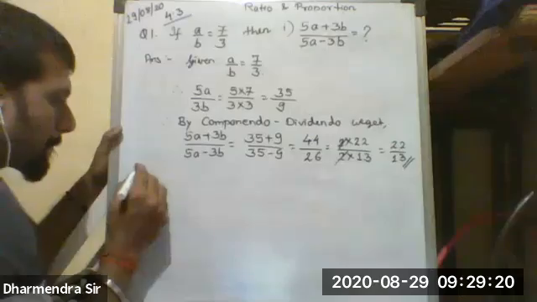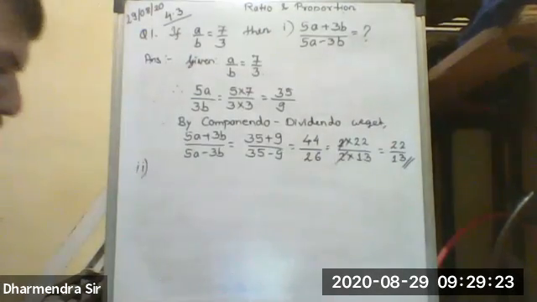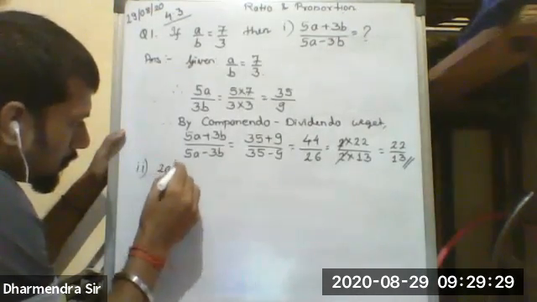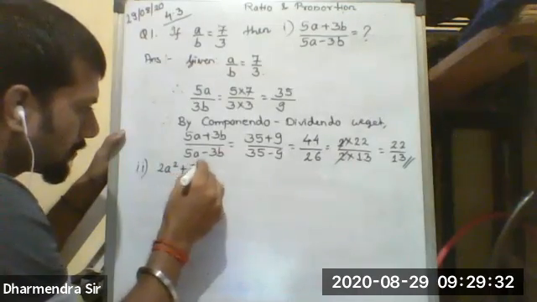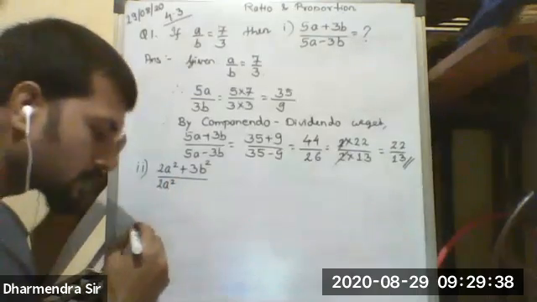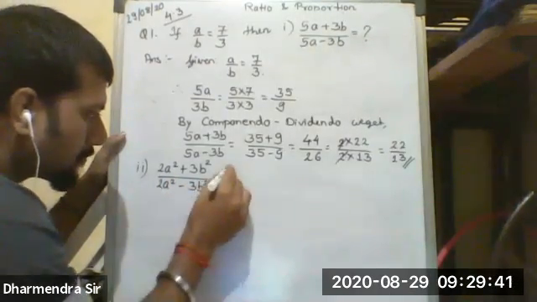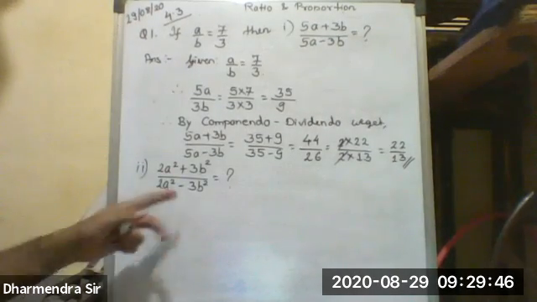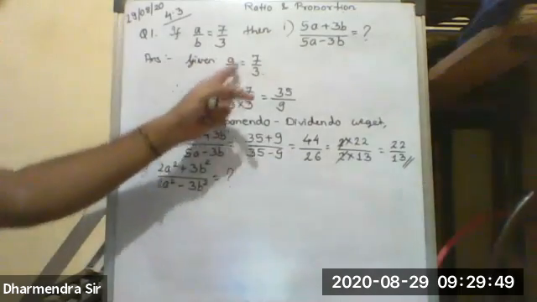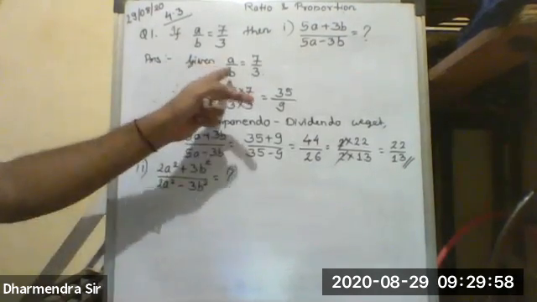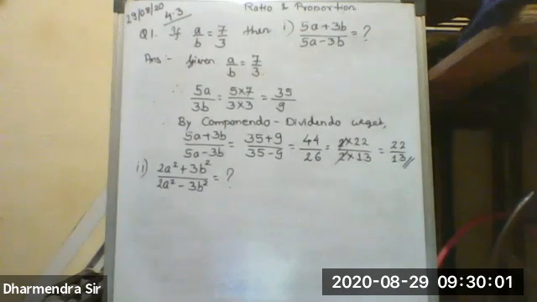Once again, they're asking us to find 2a square plus 3b square upon 2a square minus 3b square. So what we will do, we have a by b, but we can see that they are asking for a square and b square. So the first task is to convert it in the form of a square by b square.